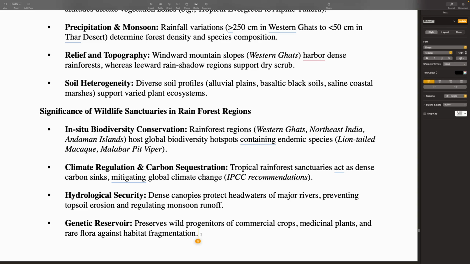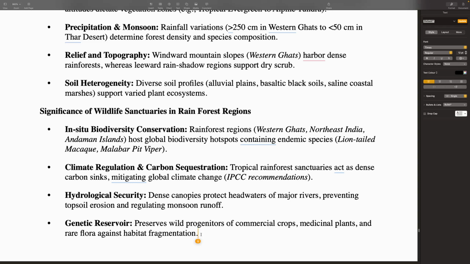Significance of wildlife sanctuaries in rainforest regions. In situ biodiversity conservation: rainforest regions, Western Ghats, Northeast India, Andaman Islands host global biodiversity hotspots containing endemic species, lion-tailed macaque, Malabar pit viper. Climate regulation and carbon sequestration: tropical rainforest sanctuaries act as dense carbon sinks mitigating global climate change, IPCC recommendations. Hydrological security: dense canopies protect headwaters of major rivers, preventing topsoil erosion and regulating monsoon runoff.